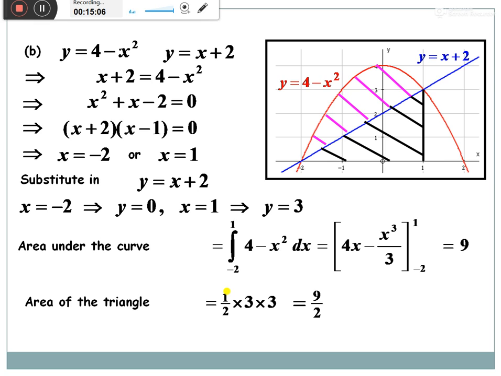And now area of this shaded region means area under the curve minus area of triangle. Area under the curve is 9 and area of triangle is 9 by 2, and we get 9 by 2 square units. I hope you understand this.